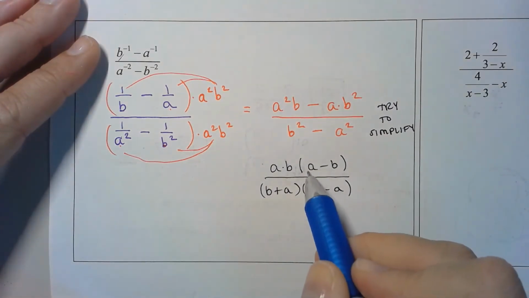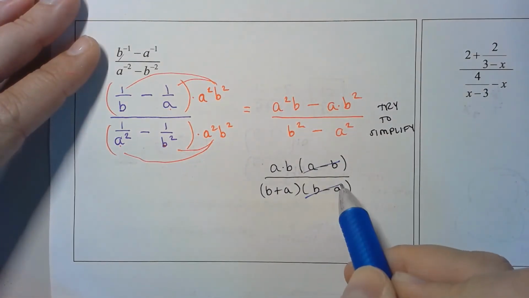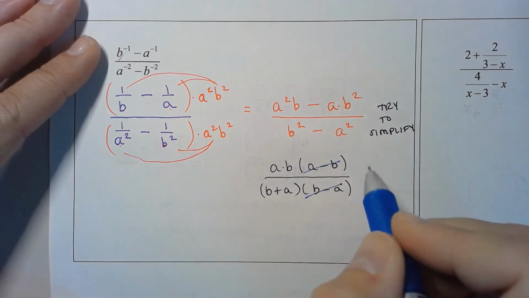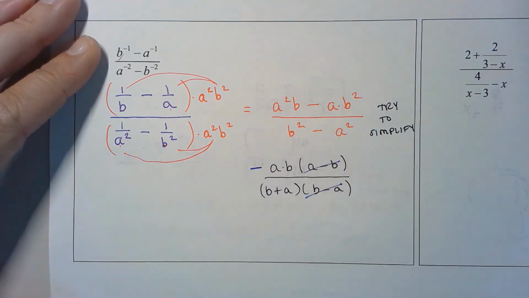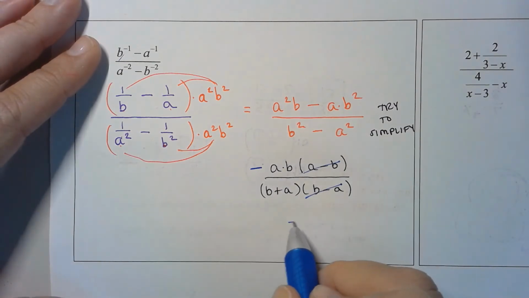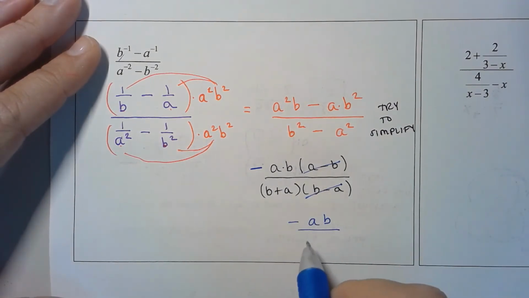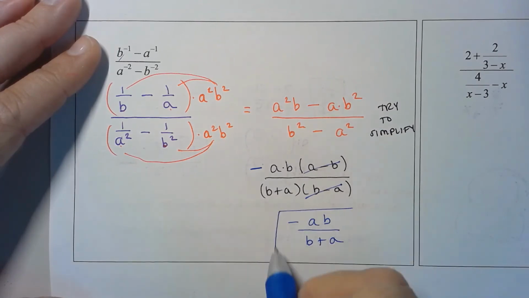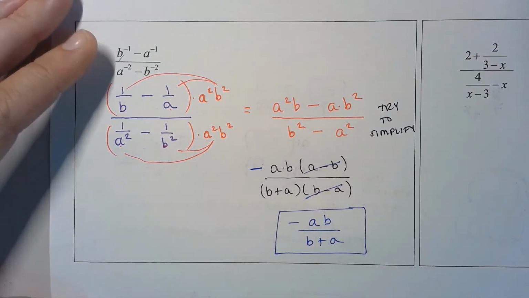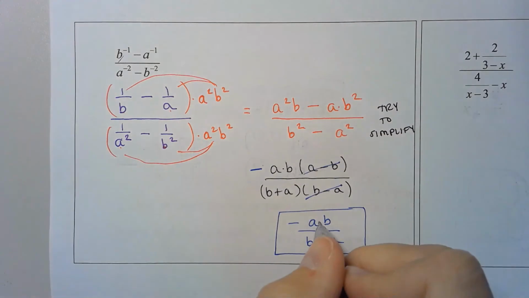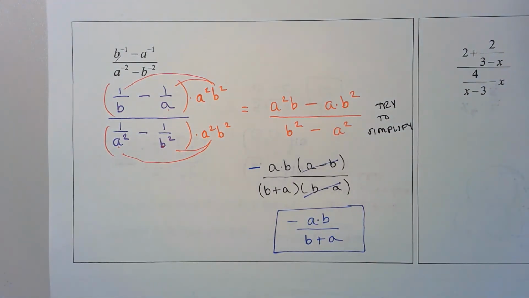Woo, I love it. Look at that. A minus b divided by b minus a. Remember, that simplifies to a negative 1. So my final answer is negative ab all over b plus a. That's multiplication on the top there. All right, let's take a look at the last one.